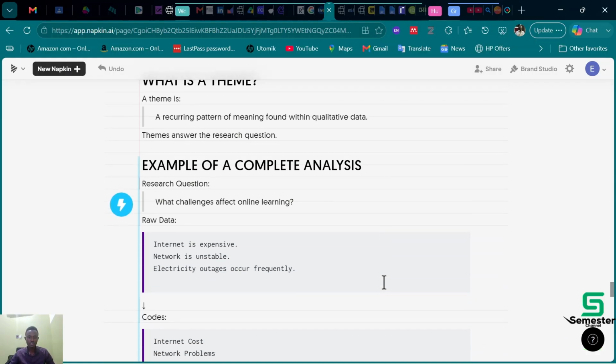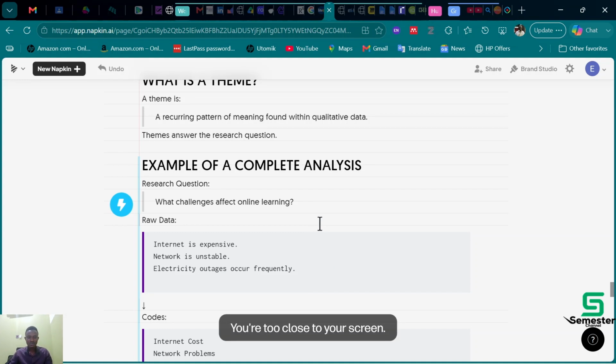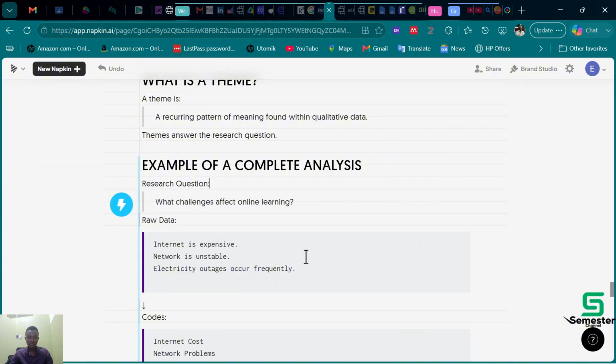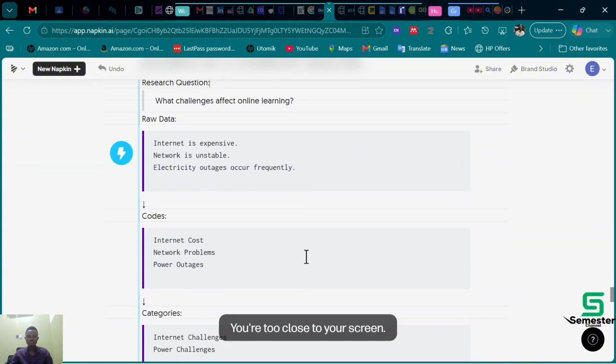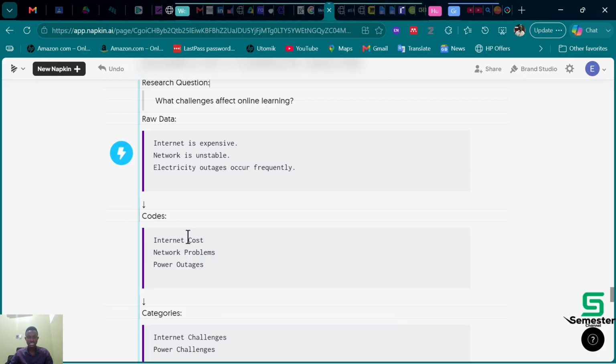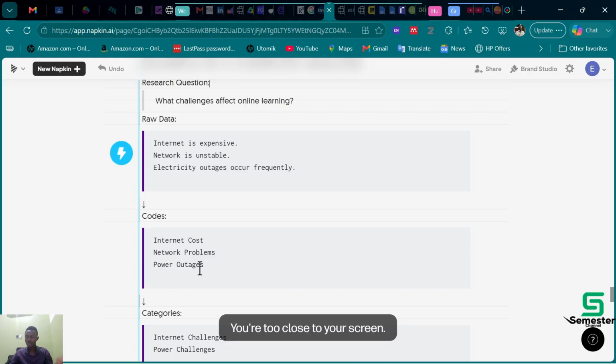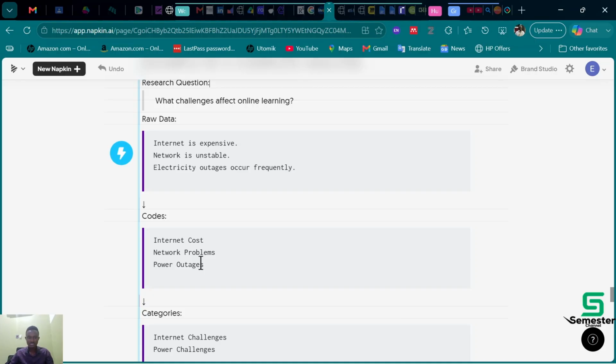Okay, good. So an example of a complete analysis. Now you have a research question: what challenges affect online learning? Your raw data: internet is expensive, network is unstable, electricity outages occur frequently. Now you code them. For the first one, internet is expensive, internet cost. Network is unstable, network problems. Electricity outages occur frequently, power outages. These are your codes for each of these data.